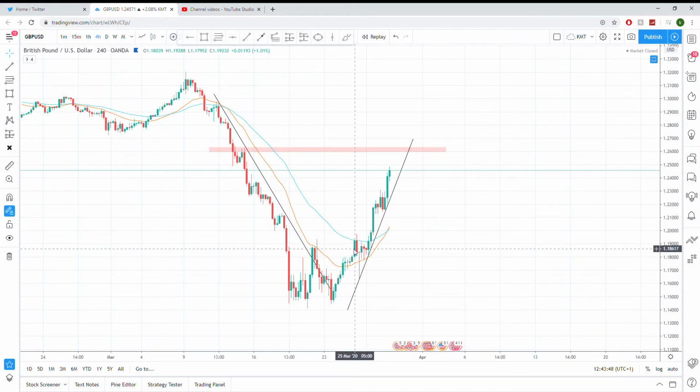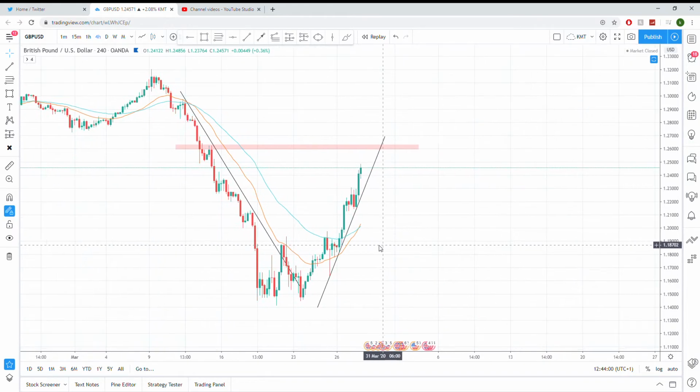I've already done all the technical work behind it, and it's just purely going to be me showing you and explaining to you my thoughts and opinions just based on the bias that I've drawn out. So we'll begin with GBPUSD.